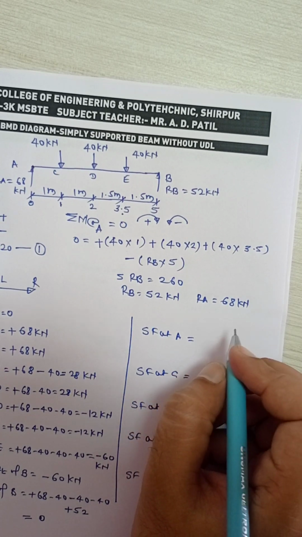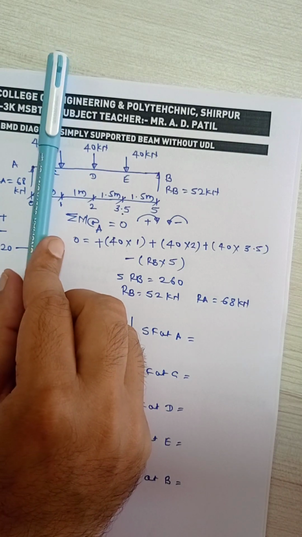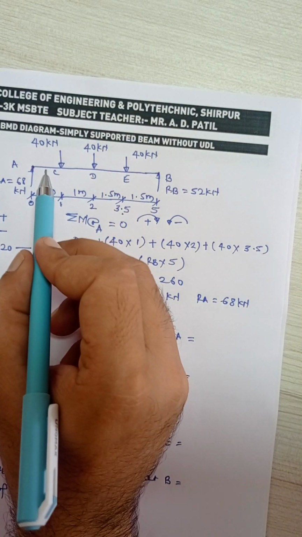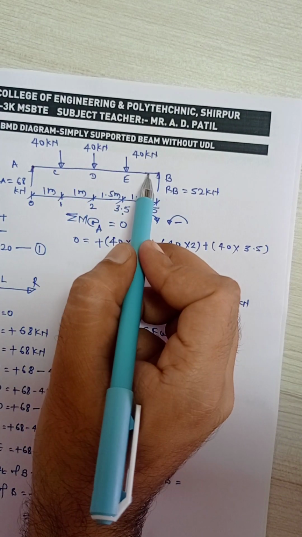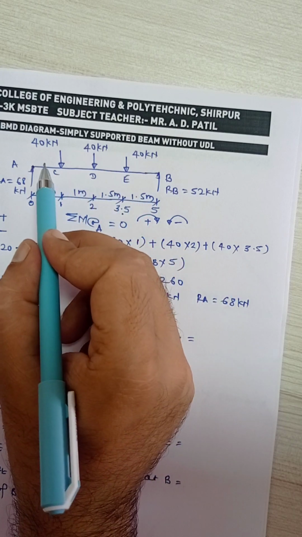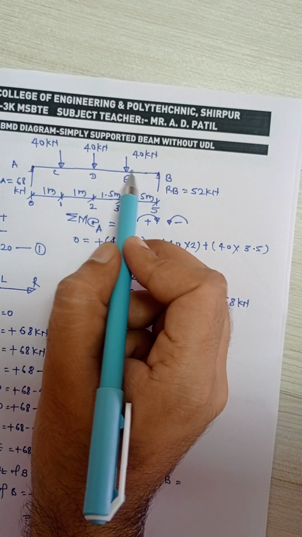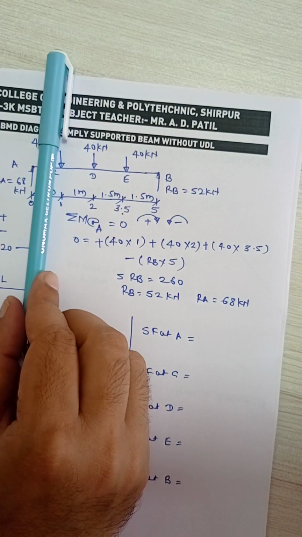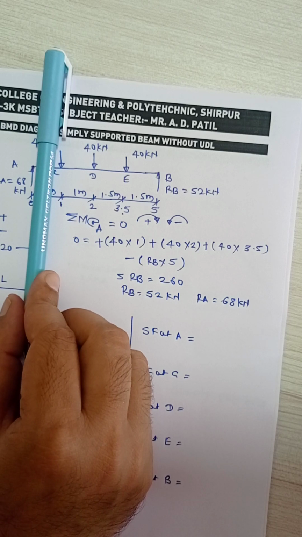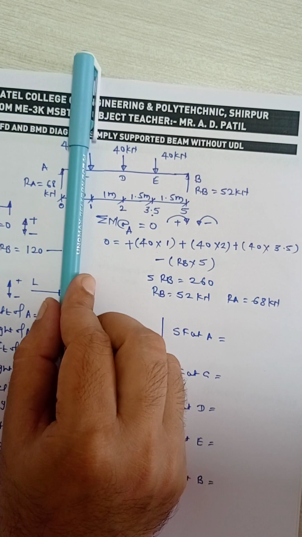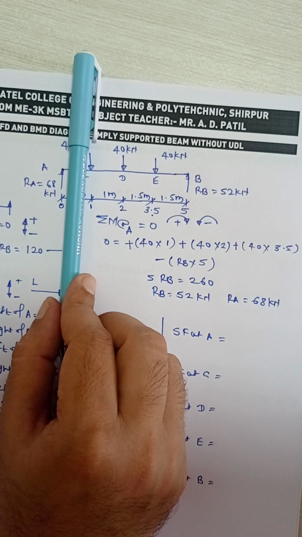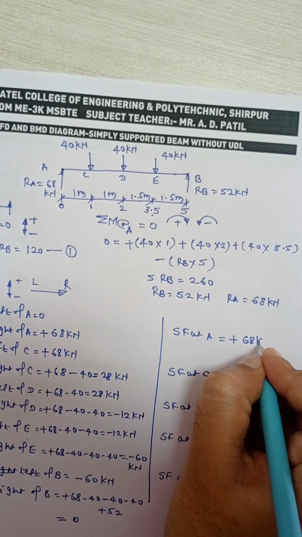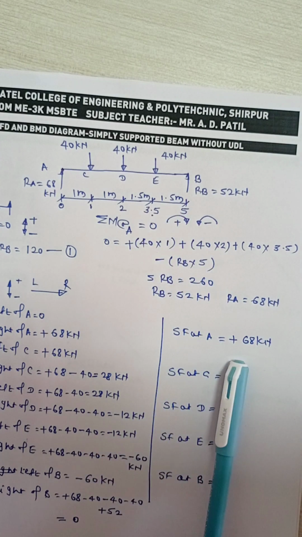Except at A, consider up to point A only. This concept is applied only when there is no UDL in the numerical, when only point loads are acting. So SF at A means consider the forces up to point A only. We are observing only 68 kilonewton, which is going upward. 68 kilonewton.